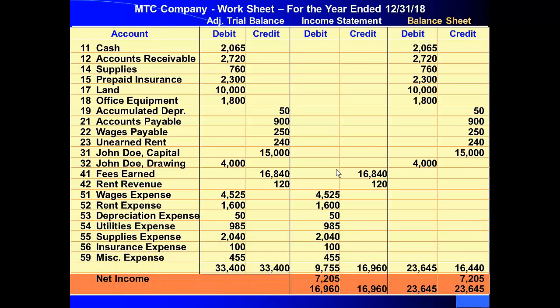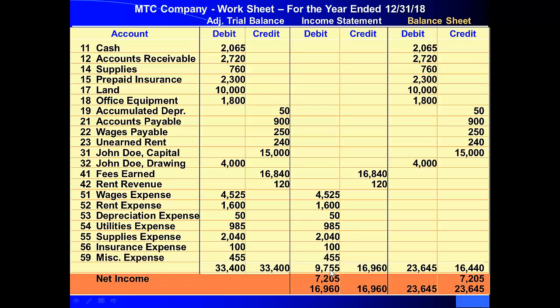Notice that the difference between the 97.55 and the 16,960 is 72.05. These totals differ by 72.05. The difference between these two balance sheet totals is again 72.05 also. Notice they're off in the opposite direction. Here we have more credits than debits. Here we have more debits than credits. We're going to take that positive difference and write it beneath the smaller total.